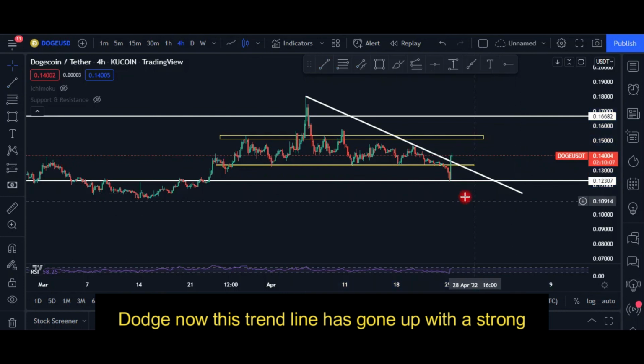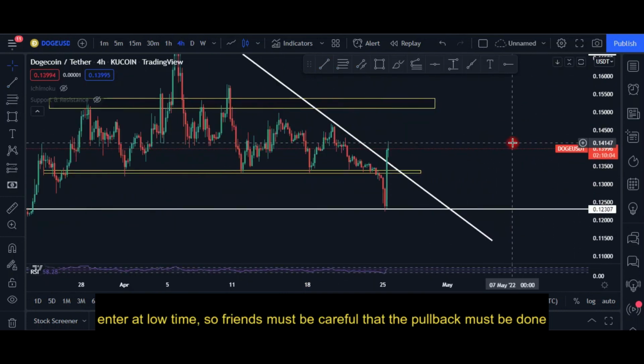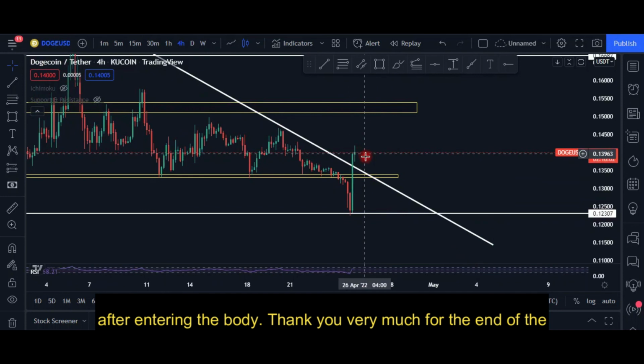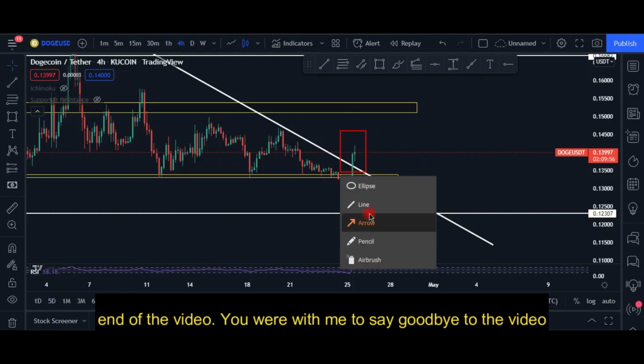Doge, now this trend line has gone up with a strong candlestick, and now we have to wait for the pipe to be completed and enter at low time, so friends must be careful that the pullback must be done after entering the body.